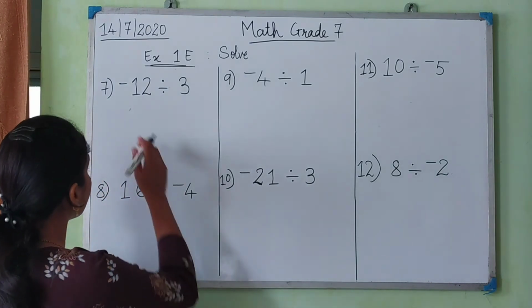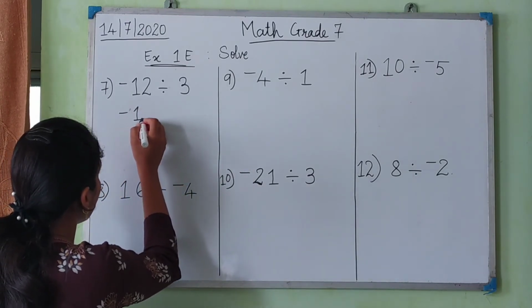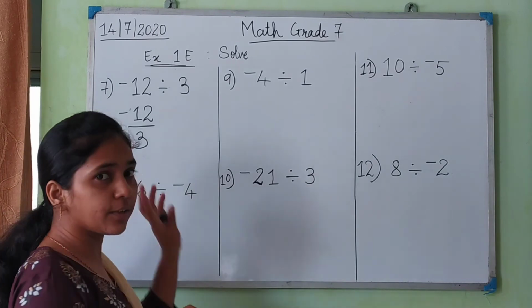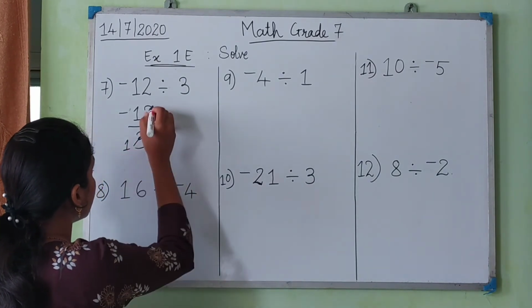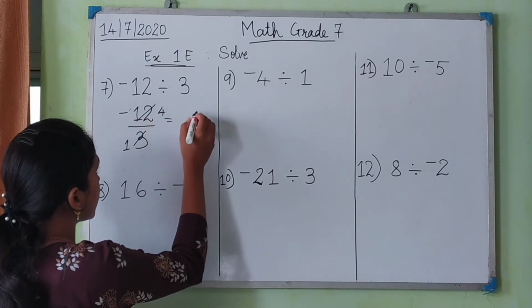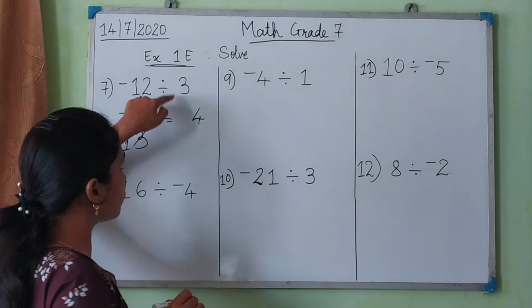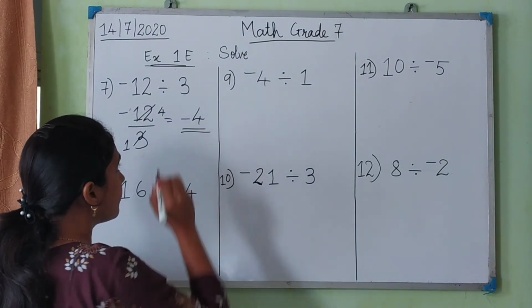The first one is what? Minus 12 divided by 3. So we write minus 12 divided by 3. First we normally divide. How do we divide two numbers? 3 ones are 3, 3 fours are 12. So the answer is 4. But if one of the two numbers is negative, the answer is negative. So this answer is also negative.